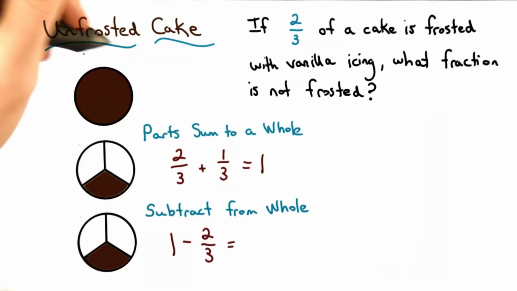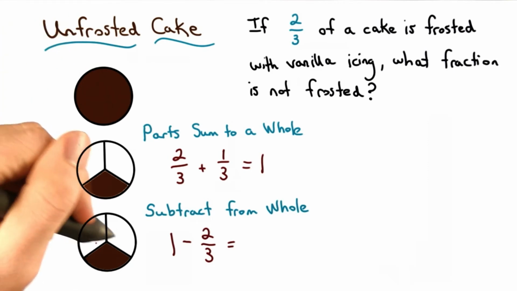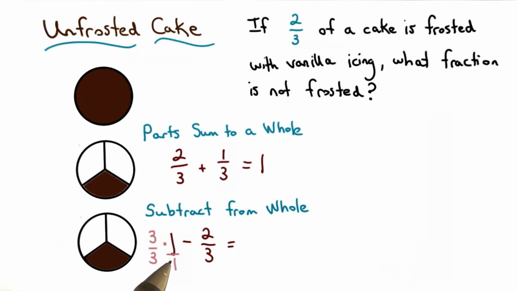Well, I know one whole cake is the same thing as 3/3. Remember, I can just write 1 as 1 divided by 1, because that's still 1. And then I can multiply this fraction by 3/3. I'm just going to turn 1 into thirds, or 3/3. So I have 3/3 minus 2/3, which is 1/3. 1/3 of my cake is not frosted.